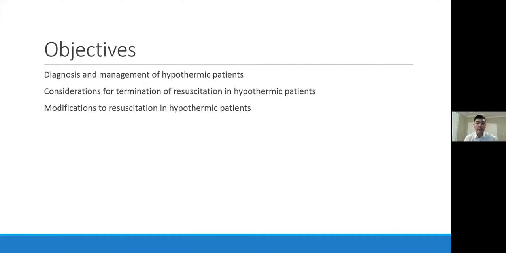The objectives for today's talk are to talk about the diagnosis and management of hypothermic patients, to discuss the considerations for termination of resuscitation in hypothermic patients, and lastly, to consider modifications to resuscitation in hypothermic patients.